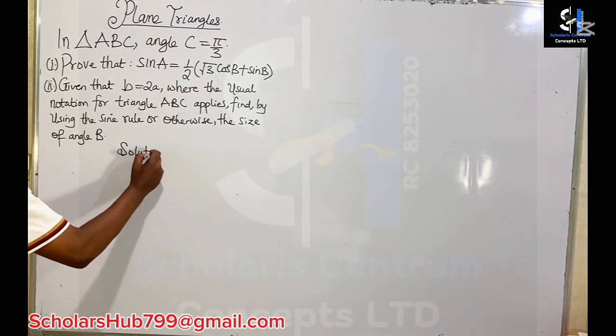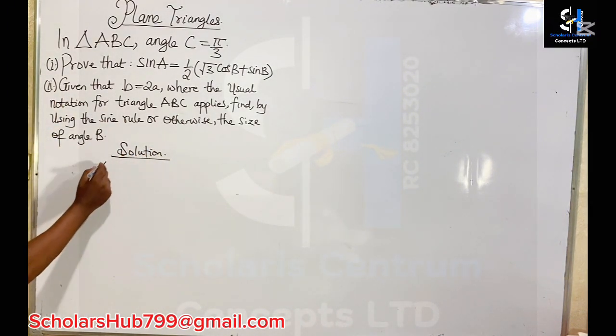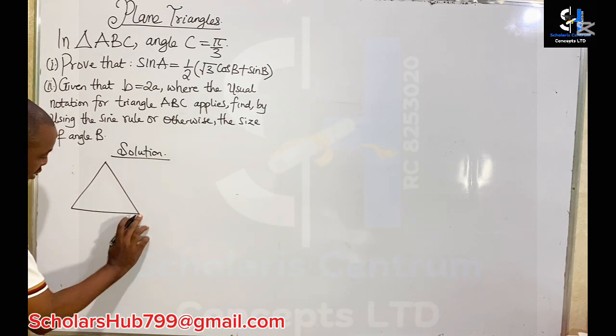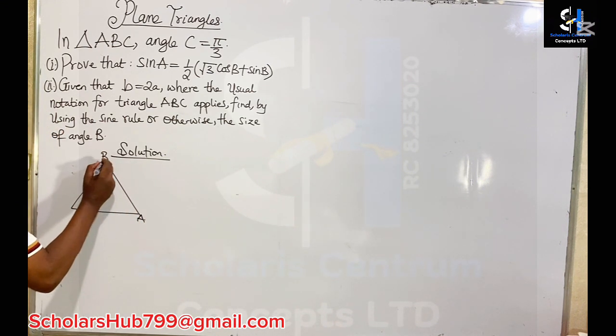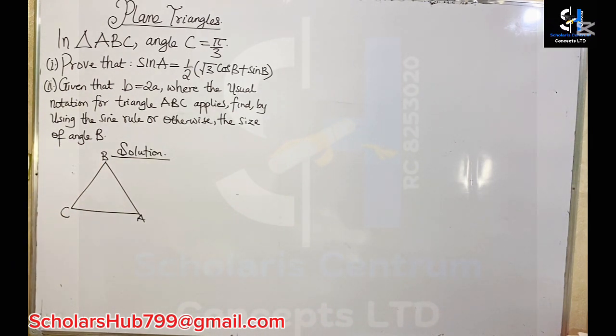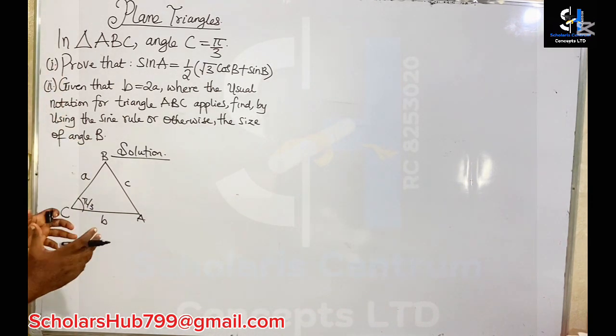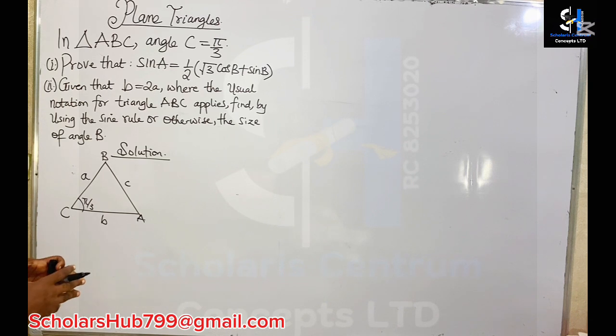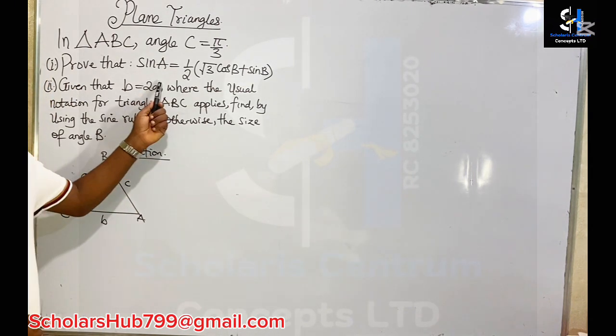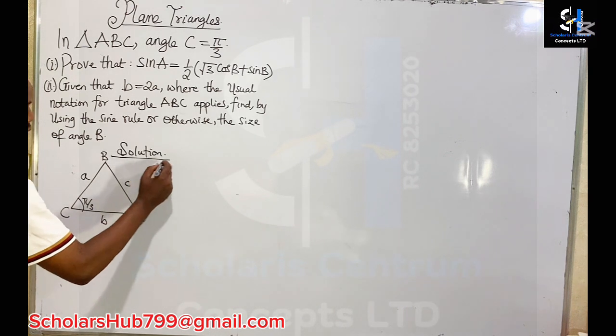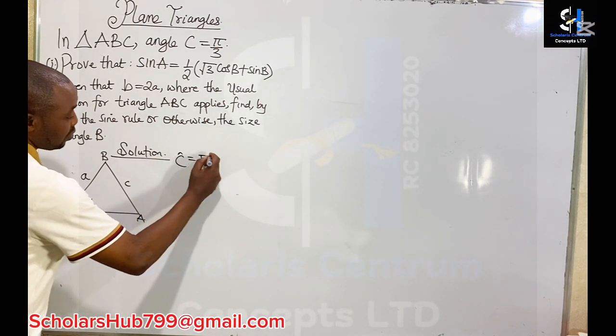Let me draw the triangle. We have triangle ABC. This is A, this is B, and this is angle C. Opposite C is side C. Opposite A is side A. Opposite B is side B. Now, angle at C is pi over 3, which is in radians. With this information, we're going to use the sine rule to prove this identity. And we are given angle C to be pi over 3.